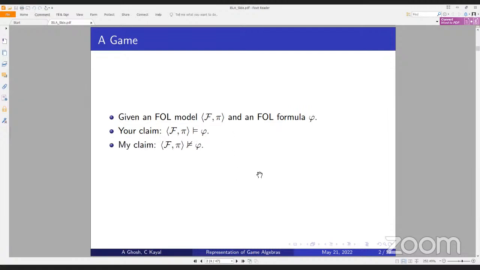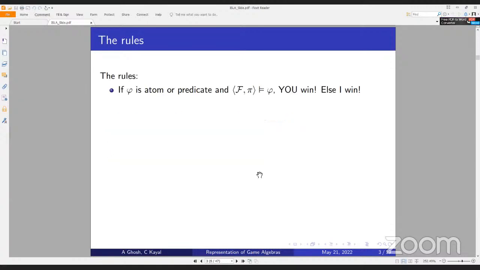And my claim will be that this formula phi is not satisfiable in this model. So let's play a game. What are the rules here? What will be your move? Remember this, you're trying to prove that the formula is true here, and I'm trying to prove that the formula is false here. Whenever phi is an atom or a predicate, we just check whether phi is satisfied here, and if so you win, else I win.